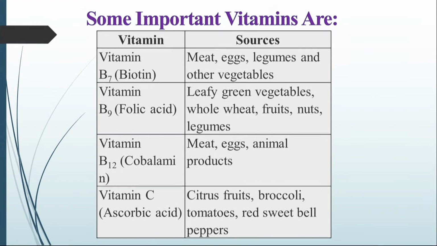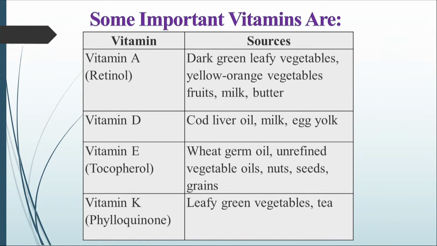What about vitamin B7, biotin? We get it from meat, eggs, legumes, and other vegetables. Vitamin B9, folic acid, we get from leafy green vegetables, whole wheat, fruits, nuts, and legumes. Vitamin B12, cobalamin, we get from meat, eggs, and animal products. Vitamin C, ascorbic acid, we get from citrus fruits, broccoli, tomatoes, and red sweet bell peppers.